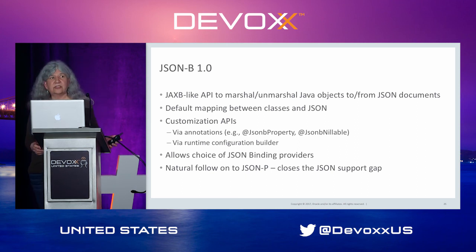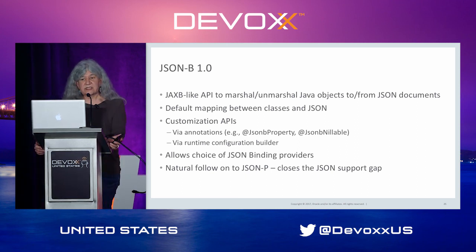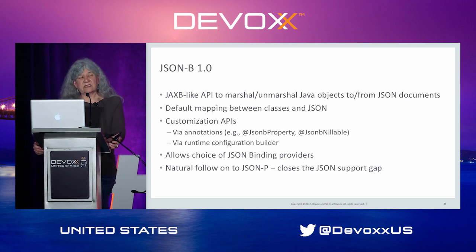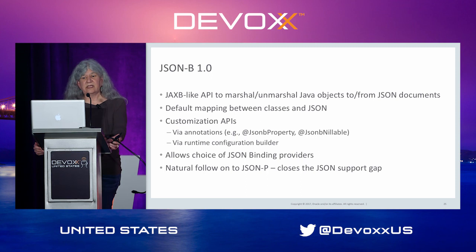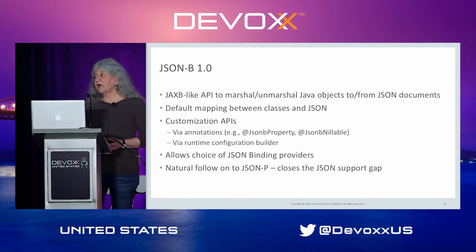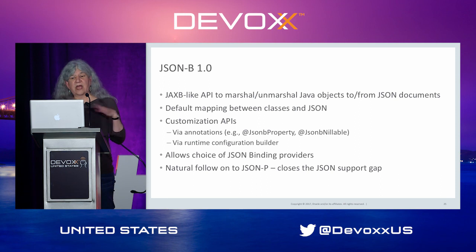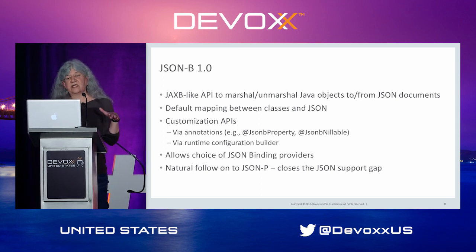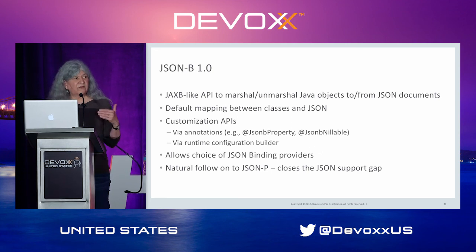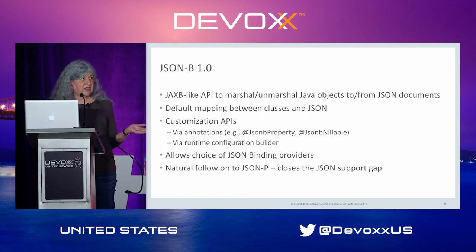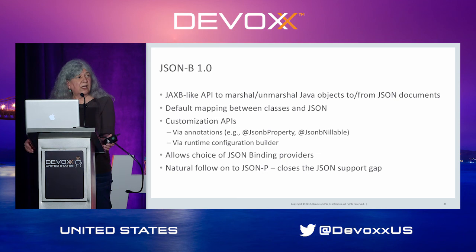Okay, so I want to switch over now to the JSON Binding API. This is new to this release. And the way you can think of it is in analog to JAXB. That is, it provides a mapping between JSON text and Java objects, so you can serialize and deserialize between the two. It provides a set of useful defaults, but also two forms of customization through annotations, which are good for small-scale customizations, and then it gives you a runtime configuration builder that lets you apply customizations, and also user-defined customizations in the form of adapters.